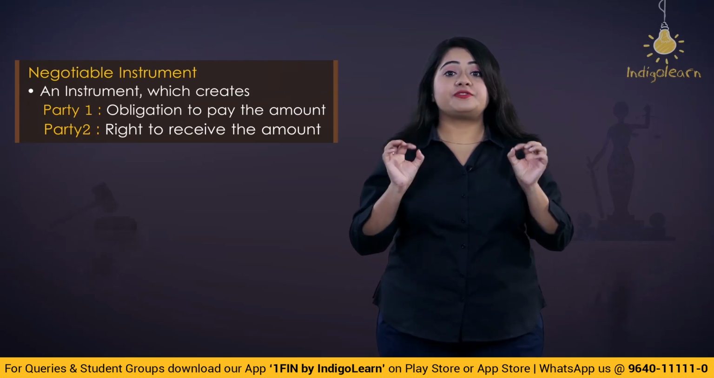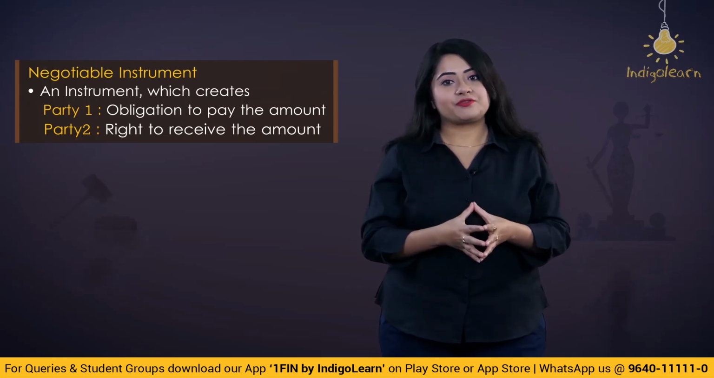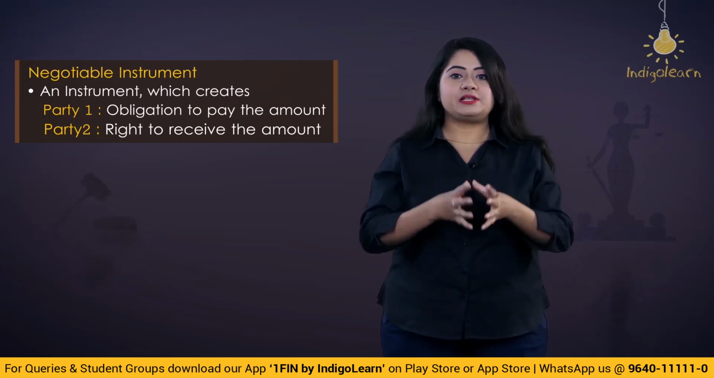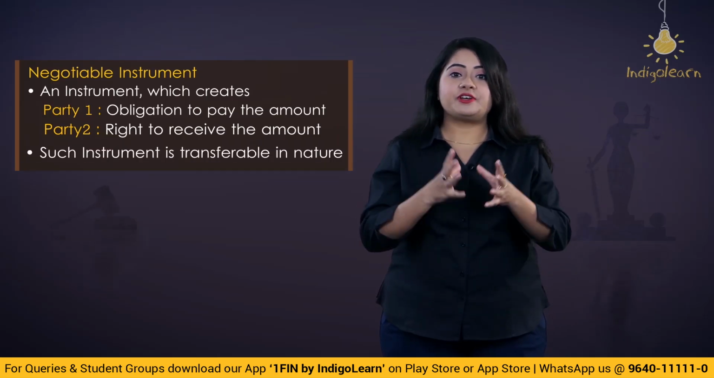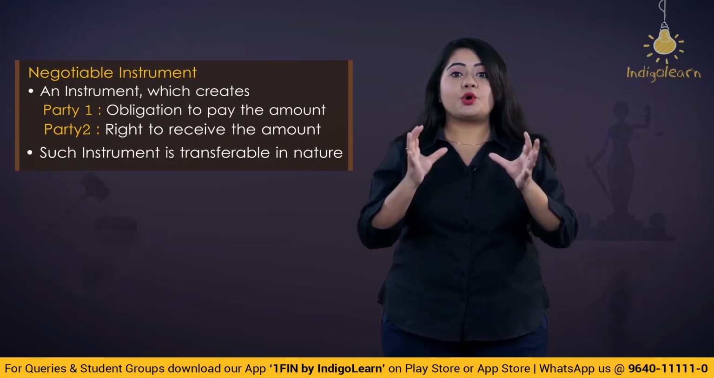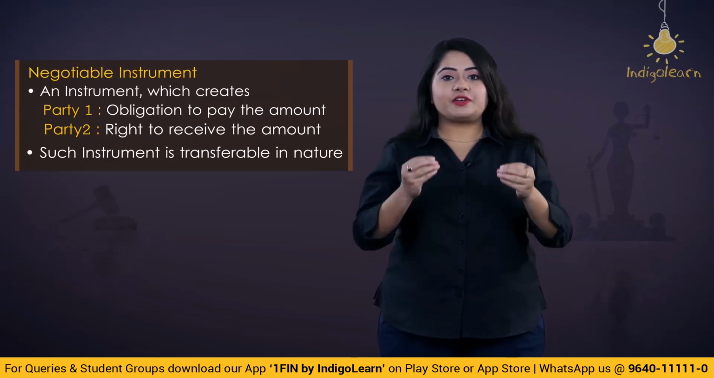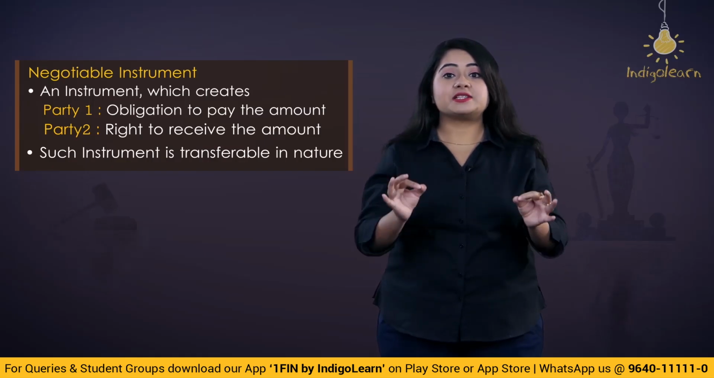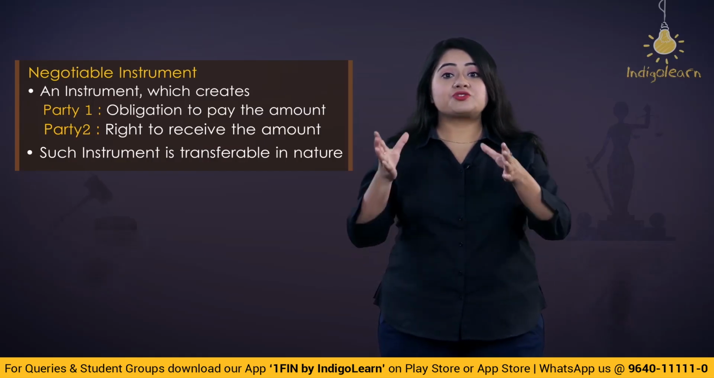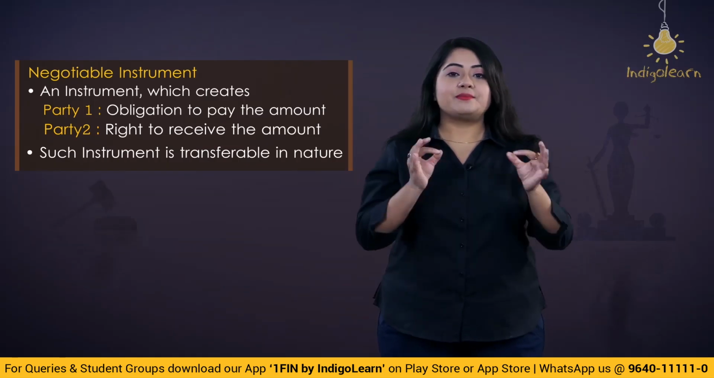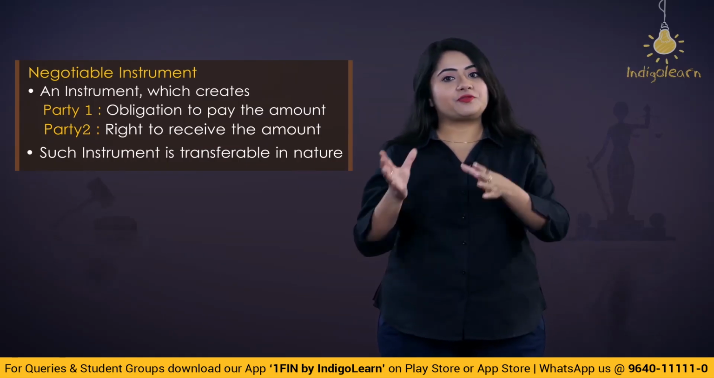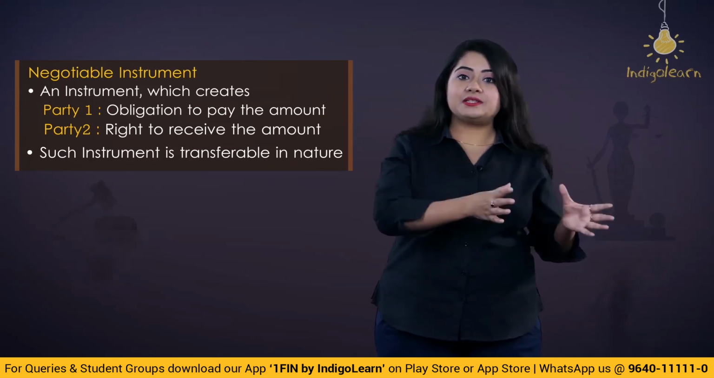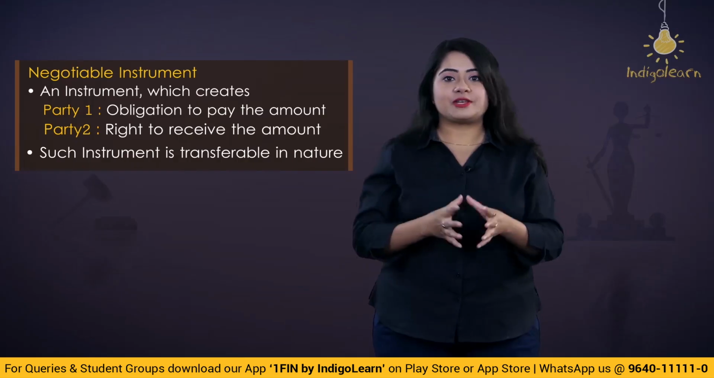But there is one additional feature which needs to be added to this definition. See, as the name says, this instrument is negotiable in nature. That means it is transferable in nature. It can be endorsed. Therefore, in this definition, we are going to add one more term. This written piece of paper is actually transferable in nature, and through this transferable written piece of paper, basically an obligation is created for one party to pay the money to the other, and the right is created for this other party to collect the money from the first mentioned party.